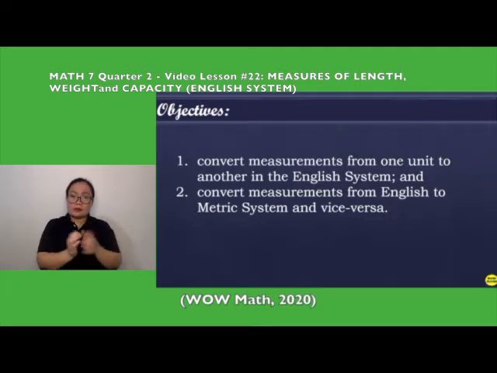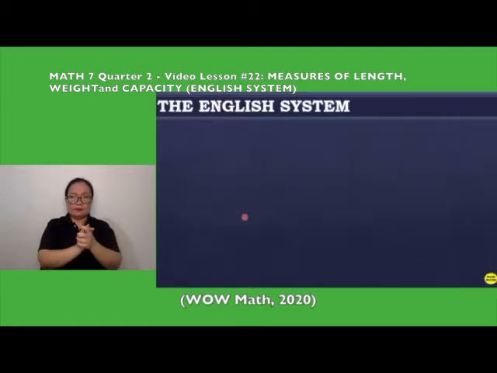Kaya nga po sabi ko, sana napanood muna natin yung metric system. Yun yung pangalawang video sa playlist natin. So, kung hindi nyo pa yun napapanood, panoorin muna natin yun bago tayo mag-proceed dito, kasi meron tayo ritong conversion ng English to metric. So, kung wala tayong idea sa metric system, mahihirapan po tayo. Okay? So, let's proceed.